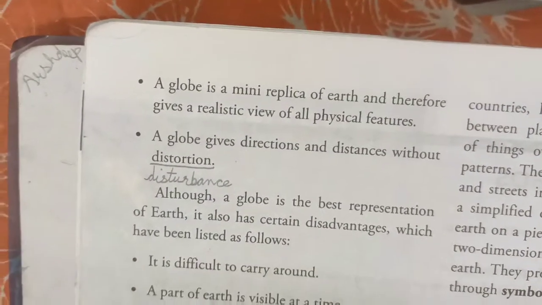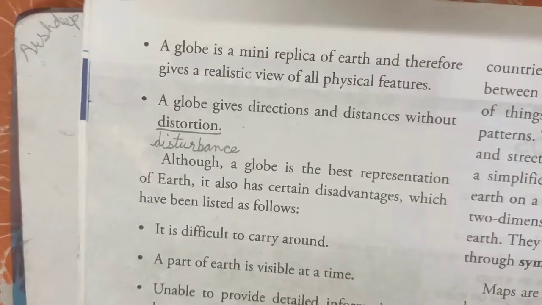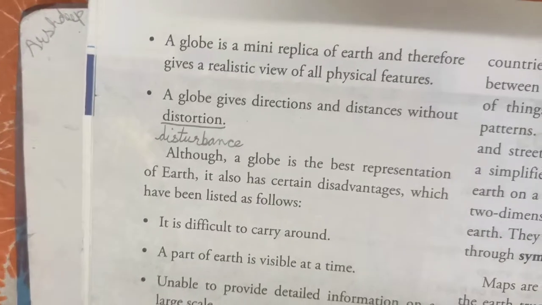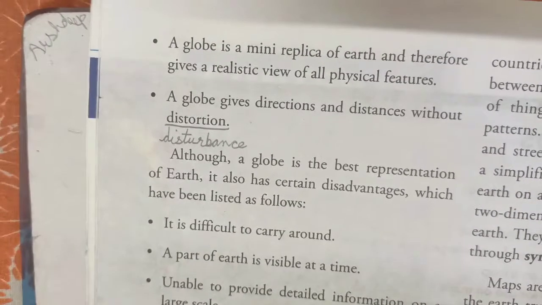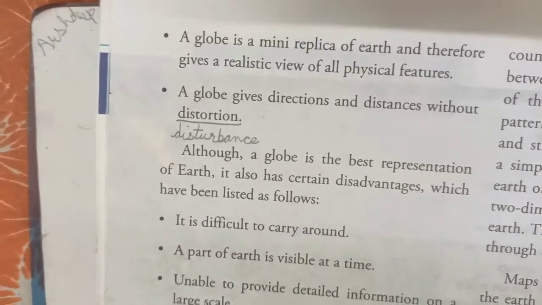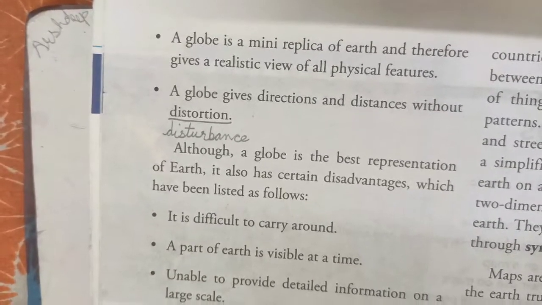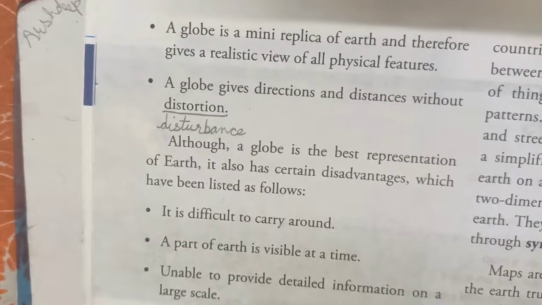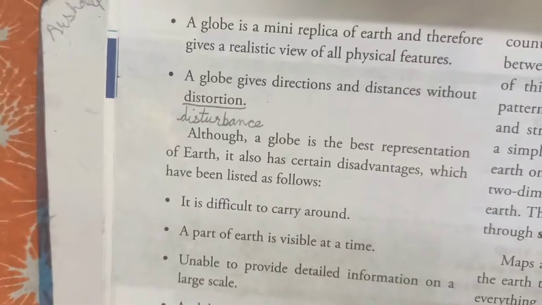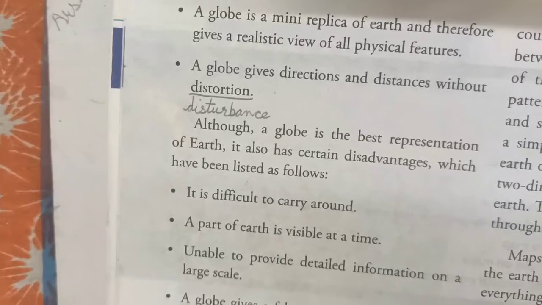Okay, then let us move on to the next advantage. Here, children, you can see that a globe is a mini replica of earth. It means it is a small replacement of the earth or a small model of the earth. And that is the reason it gives a realistic view of all physical features. Children, a globe shows the directions and the distances without distortion. Now children, what is the meaning of distortion? It means disturbance. So it shows the direction and the distances without any disturbance.